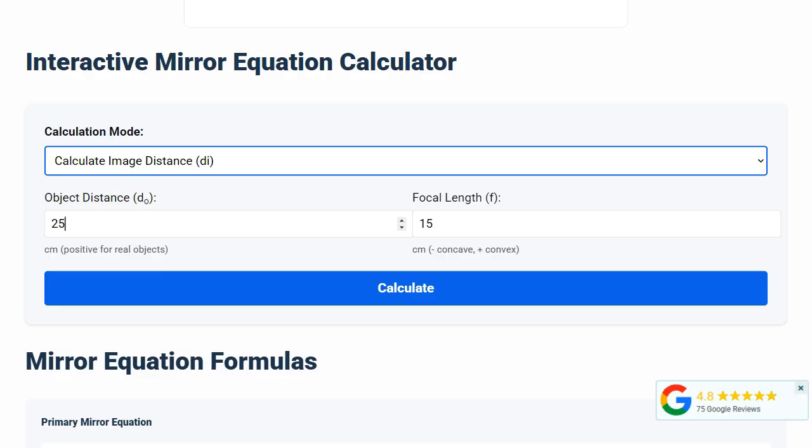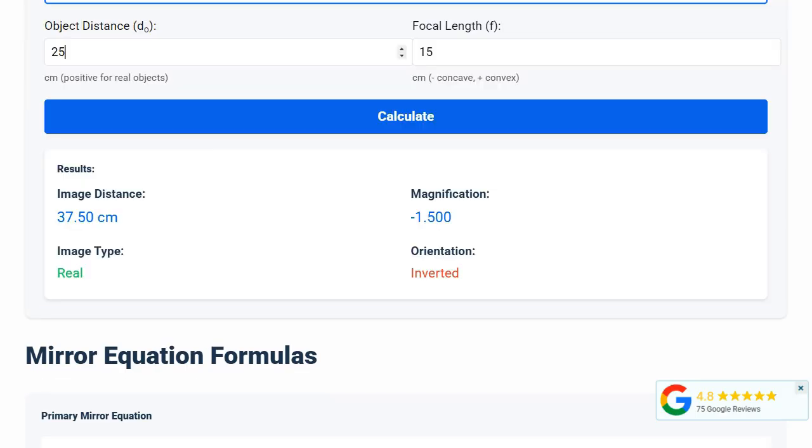The calculator will automatically compute the image distance, which tells you where the image forms. It also calculates the magnification factor, indicating whether the image is enlarged or reduced, and whether it's upright or inverted. The results show you all the optical characteristics you need for your mirror system design.